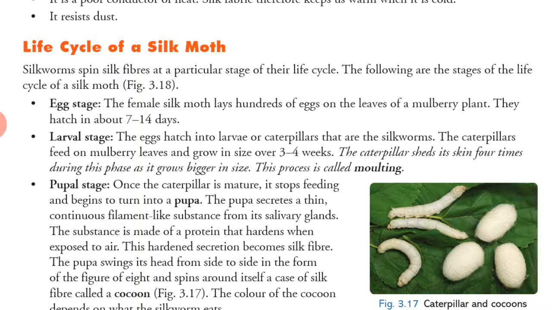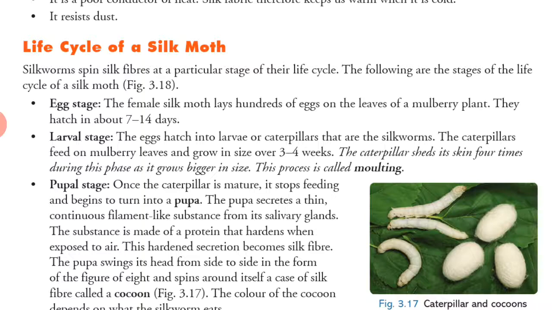Pupal stage: once the caterpillar is mature, it stops feeding and begins to turn into a pupa. The pupa secretes a thin, continuous filament-like substance from its salivary glands. The substance is made of a protein that hardens when exposed to air. This hardened secretion becomes silk fiber.